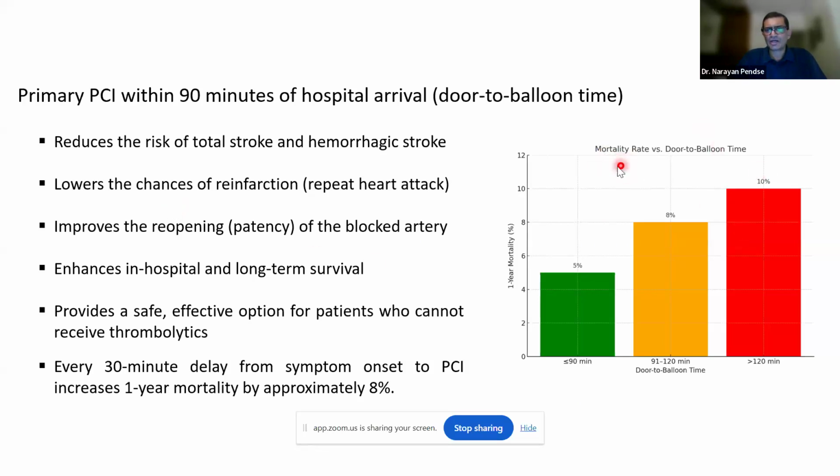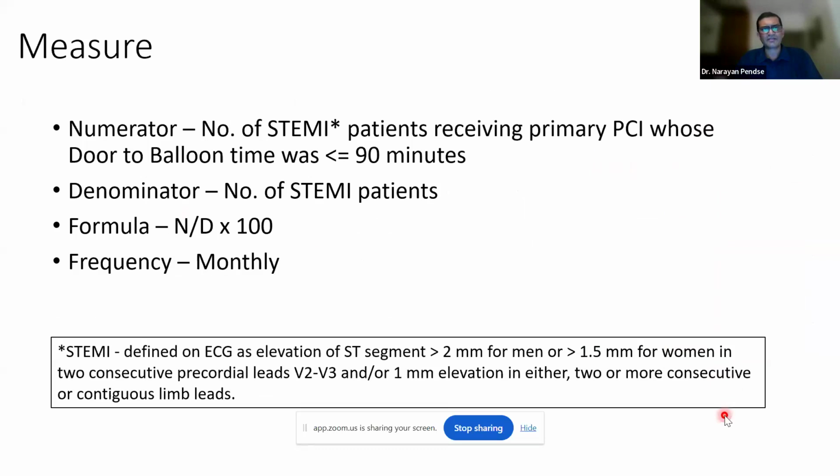So if you see here, the mortality rate, when the PCI is done within 90 minutes, is say 5%. The moment it starts going above 90 minutes, up to 120 minutes, it is 8%. More than 2 hours, that's 120 minutes, it is in the range of 10%. So it has almost doubled in a short window of a few minutes. So that is the importance of the golden hour in case of STEMI patients. So what is this measure about? It is the number of STEMI patients.